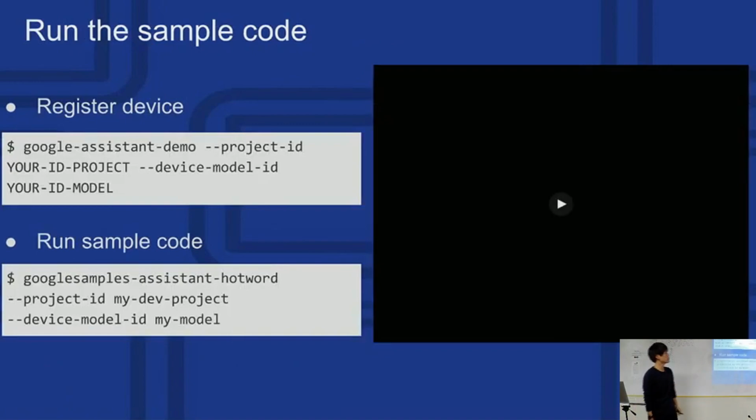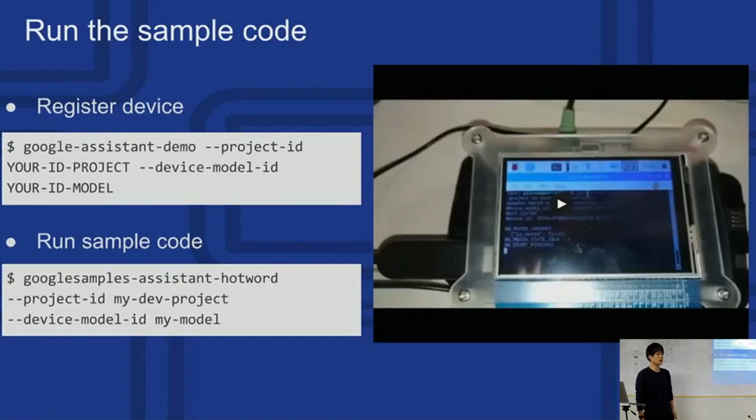So after you finish the settings, and before you run the sample code, you need to register devices. And you just run the Google Assistant demo command, then your Raspberry Pi is registered in Google Cloud. So you can run the sample code.